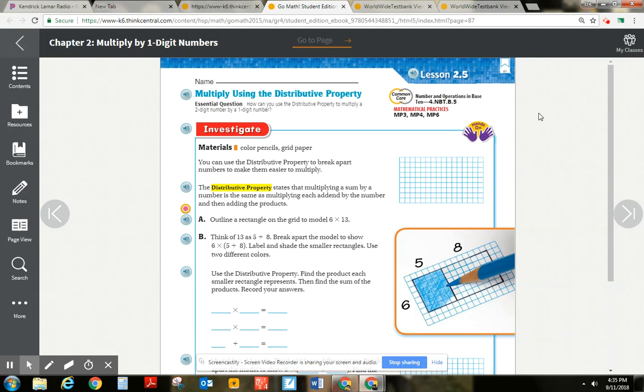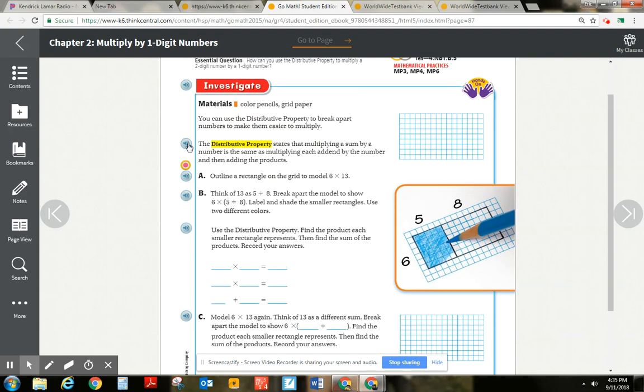Okay? So here in this first problem, we are going to be breaking up 6 times 13. Now, multiplying by 13 is not very easy. So we're going to use the distributive property, and the distributive property states that multiplying a sum by a number is the same as multiplying each addend by the number and then adding the products. What? Well, really, we're just breaking up a number. We're just passing out a number a different way.